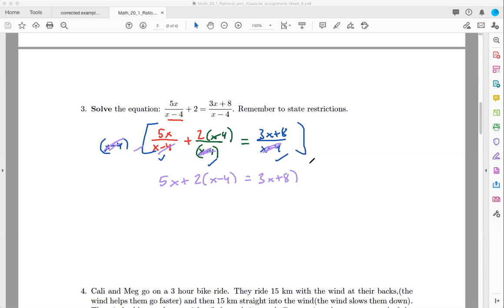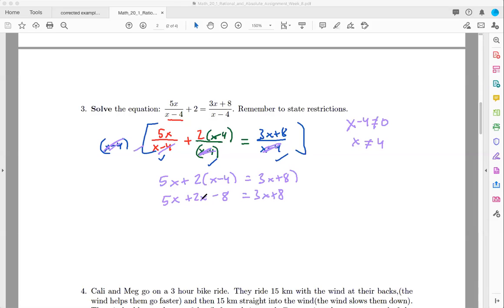is equal to 3x plus 8. All right, if we continue this, and now remember, the reason why we can multiply by that is we've said earlier, x minus 4 as a restriction cannot equal 0. So that means that x is not allowed to equal 4. Okay, if that's the case, then we're allowed to multiply and cancel everything out. So when we have this, we have 5x plus 2x minus 8 is equal to 3x plus 8.